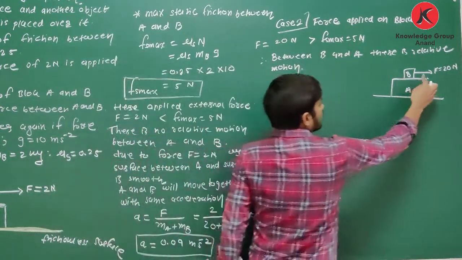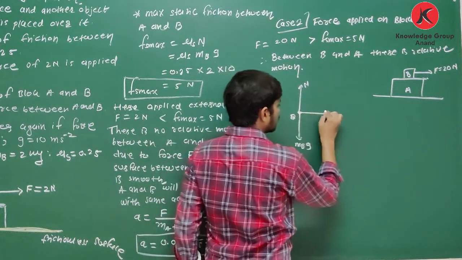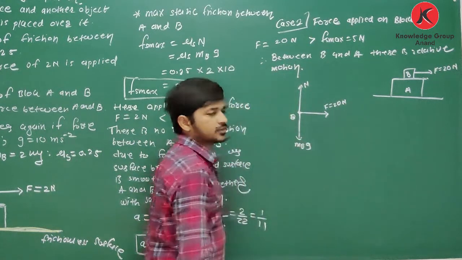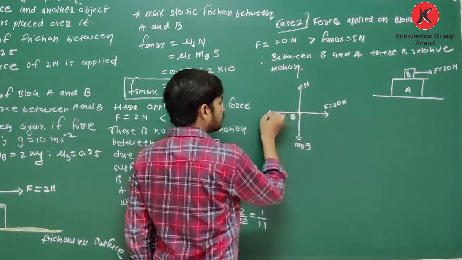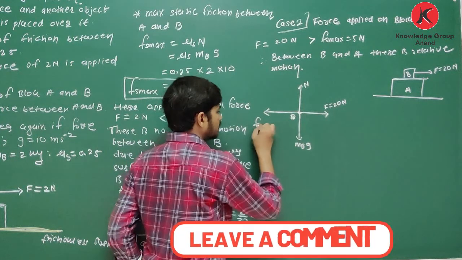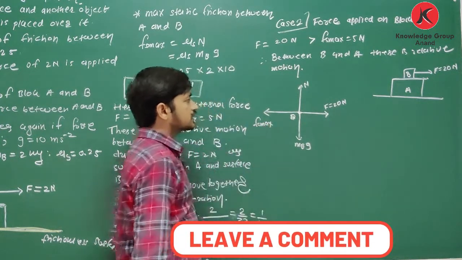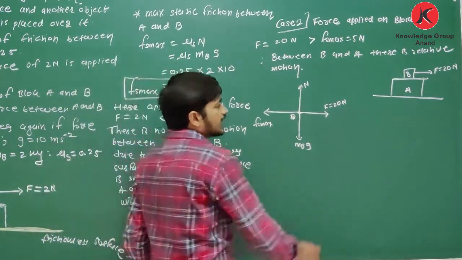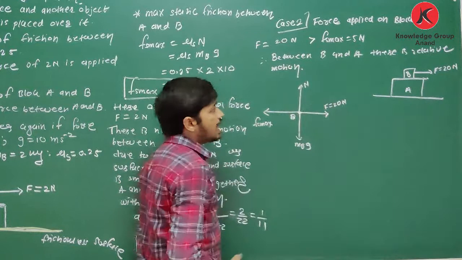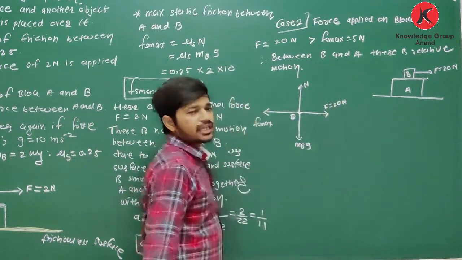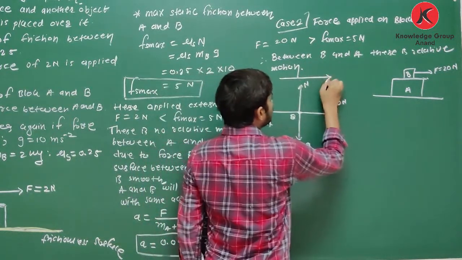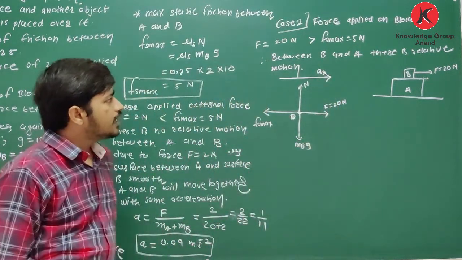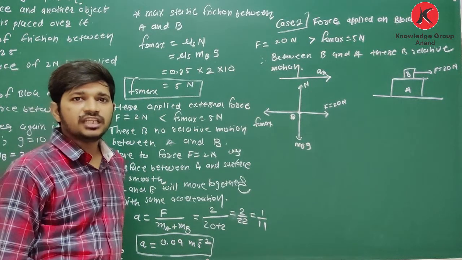On B, force F is applied in this direction, that is F equals 20 Newton. Friction force is acting in this direction, and it is nothing but Fs maximum. Clear about this? Under the effect of this force, and as there is relative motion between A and B, I am assuming block B is moving with acceleration AB in this direction.